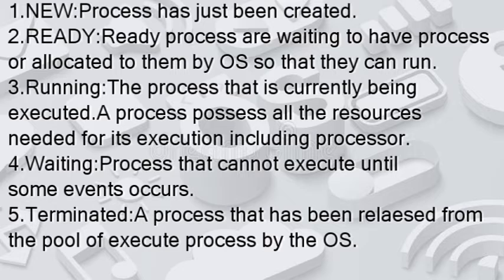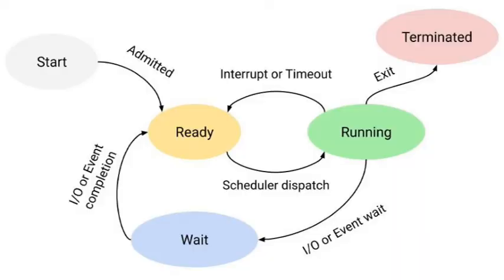Next we have terminated. A process that has been released from the pool of executing processes by the operating system is called a terminated process. All of the work of the process has been done and it has been removed from the operating system. As you can see on the screen, you have a new process, then it goes to the ready state, then it is running, and then it goes to the exit state. The ready and running states can be moved between again and again by the scheduler dispatcher. Input output events and waiting events will take place.